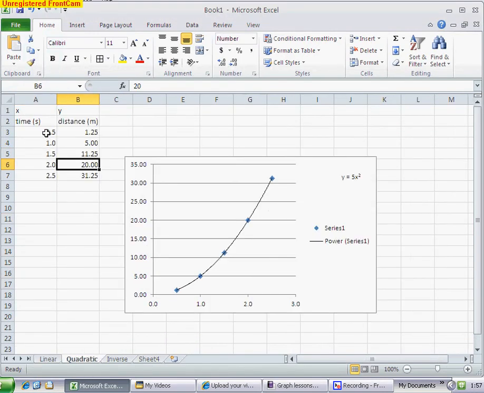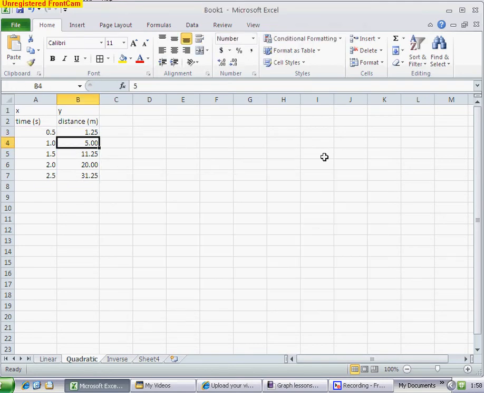So here we measure our times every 0.5 seconds, and then we measured the distance that physics dog had fallen in that amount of time. And if we make a graph for these, it looks like this. In fact, let's go back and remake this so you can see how.